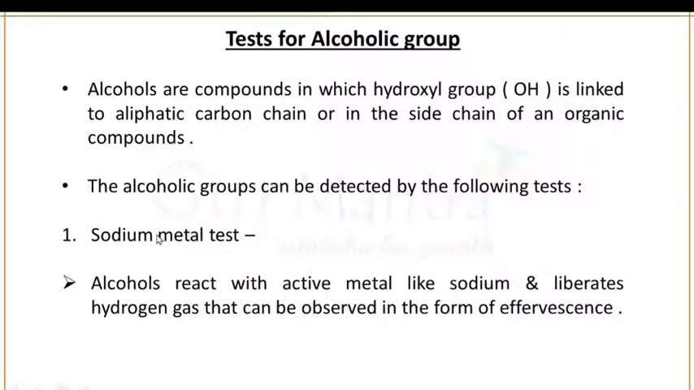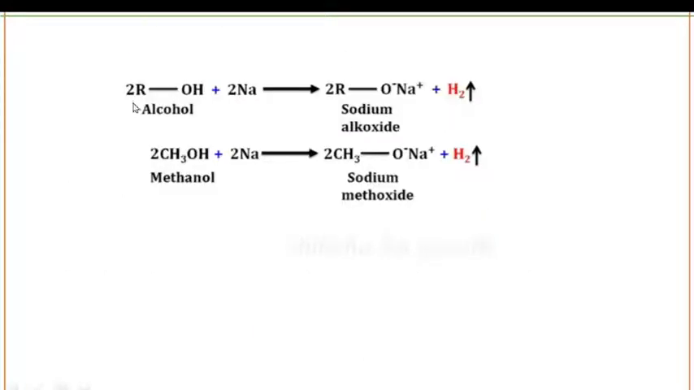Number 1 method is sodium metal test. When an active metal like sodium reacts with alcohol, it liberates a gas, and that gas is hydrogen gas. As you can see here, alcoholic group 2ROH reacting with 2 sodium will form a sodium alkoxide, that is 2RONa plus H2 gas.